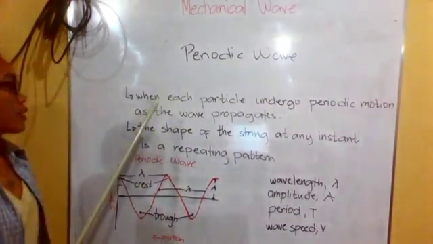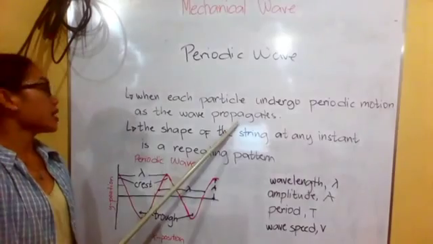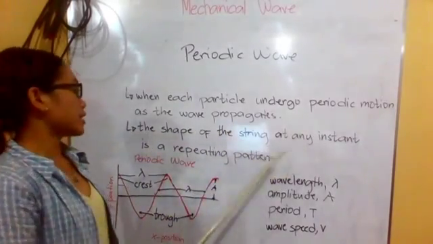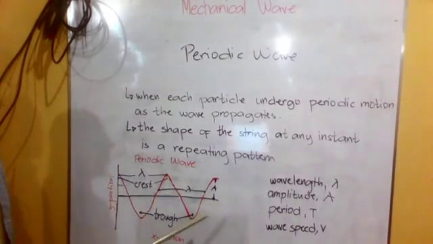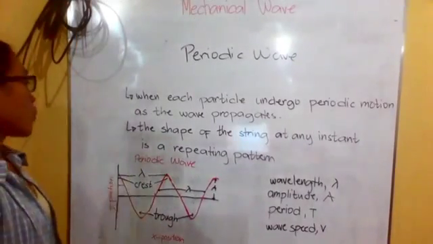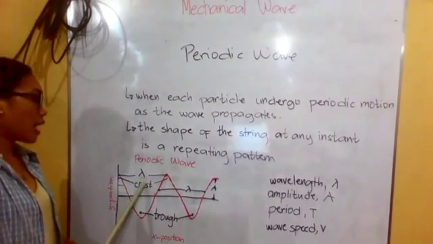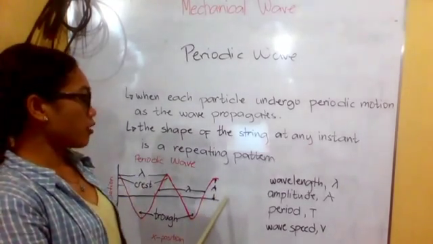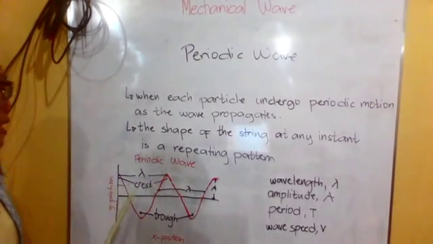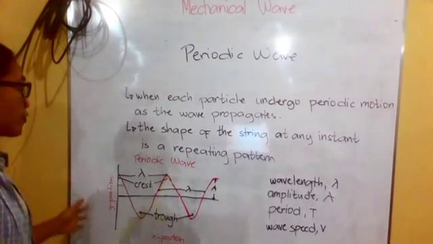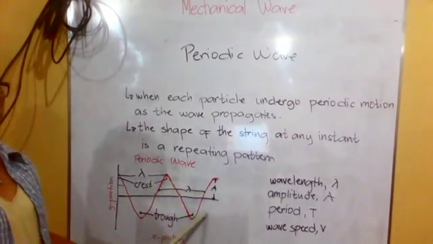A periodic wave is when each particle undergoes periodic motion as the wave propagates. The shape of the string at any instant is a repeating pattern, like this one, in one period. In a periodic wave, we have the wavelength, with the symbol lambda, and the amplitude, with the symbol A. Lambda, or wavelength, is the length of the wave from crest to crest or trough to trough.